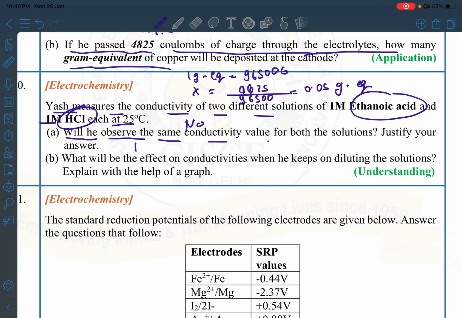Because it is a strong electrolyte, 1 M HCl has more conductivity than 1 M ethanoic acid. HCl is a strong acid and ethanoic acid is a weak acid. So a strong acid acts as a strong electrolyte.